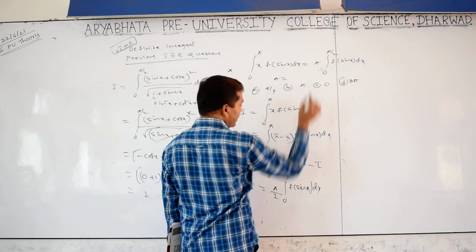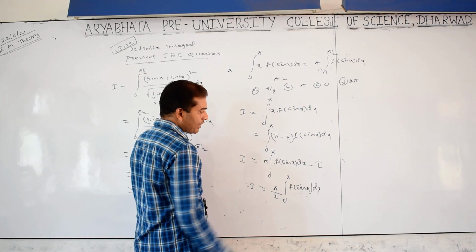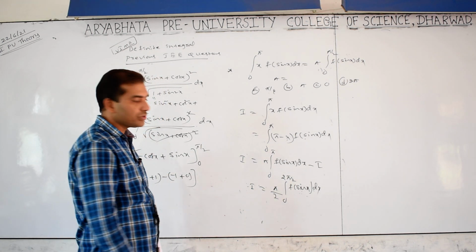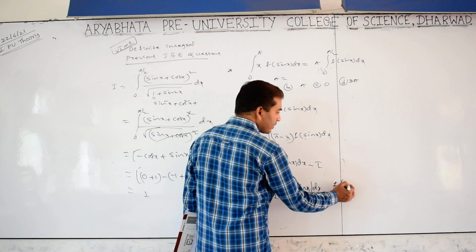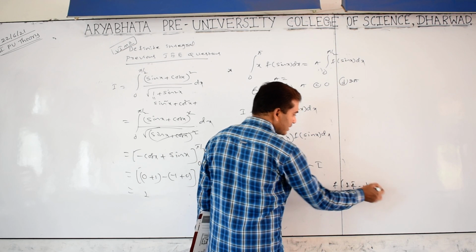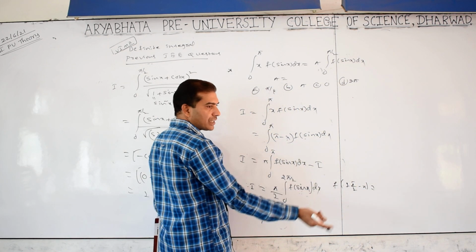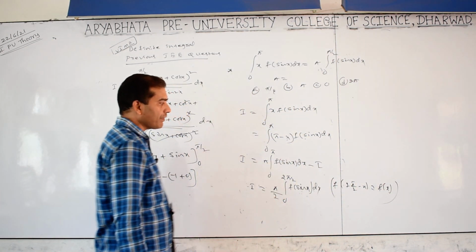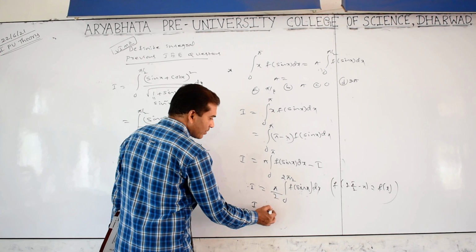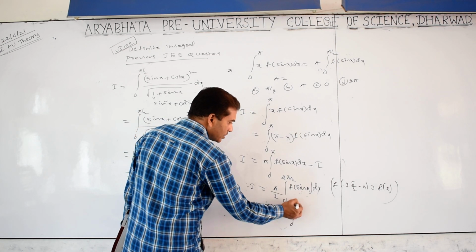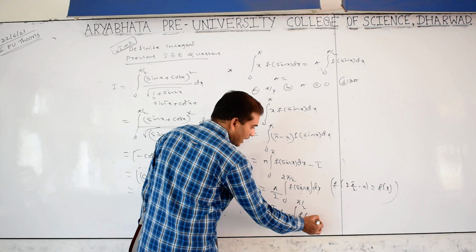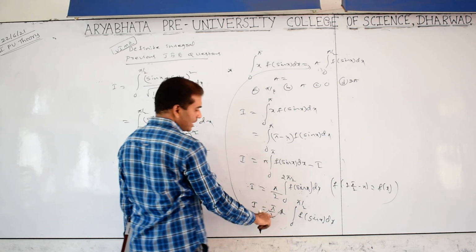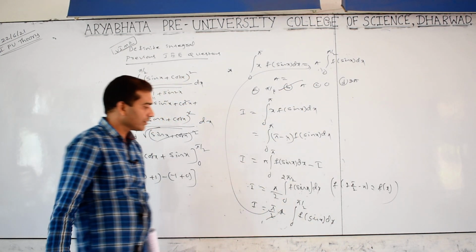Now 0 to pi is there, pi by 2 is there, here 0 to pi. Again we have to reduce this interval, 2 into 0 to pi by 2 we can write. Use the 0 to 2a formula: f of 2a minus x, here 2a is pi, means f of pi minus x, sin of pi minus x is sin x, so f of x only. When f of 2a minus x equals f of x, then 2 comes here, I is equal to pi by 2 into 2 into 0 to pi by 2 f of sin x dx. This gets cancelled. Tell me, compare with this, what is a? Pi.